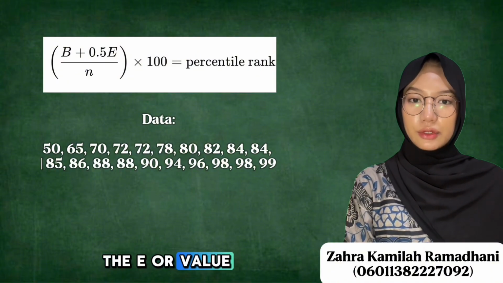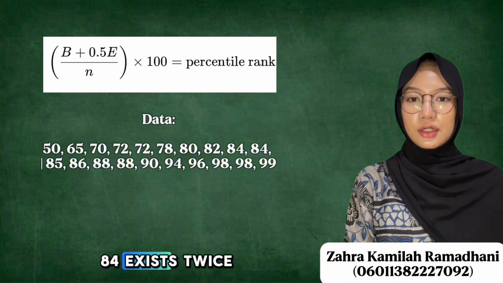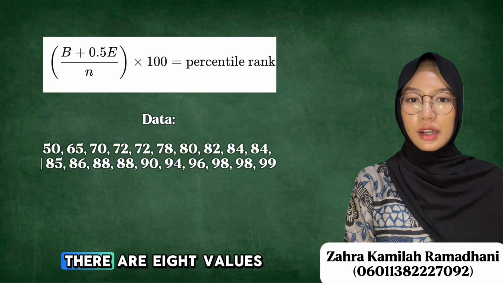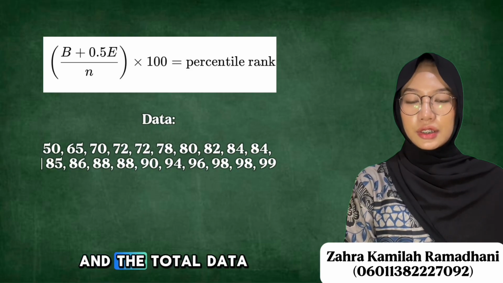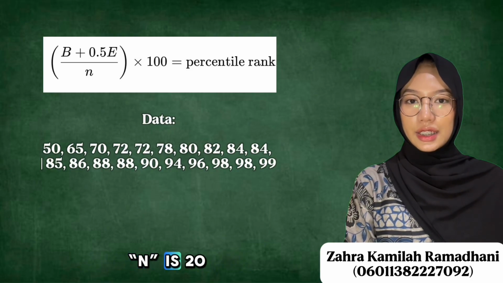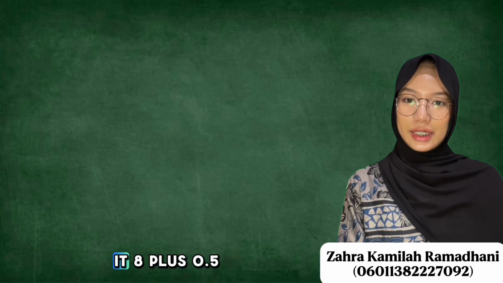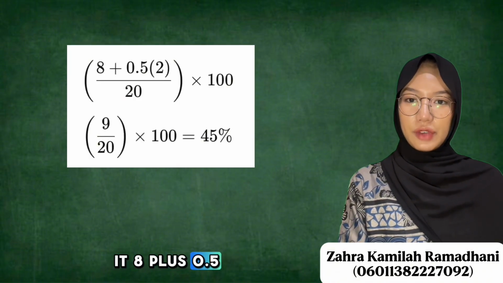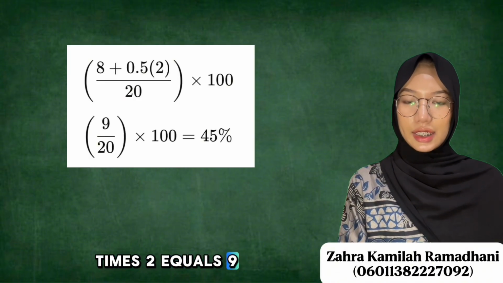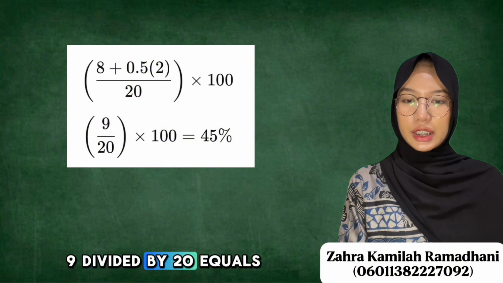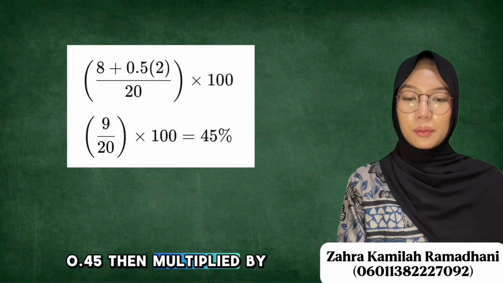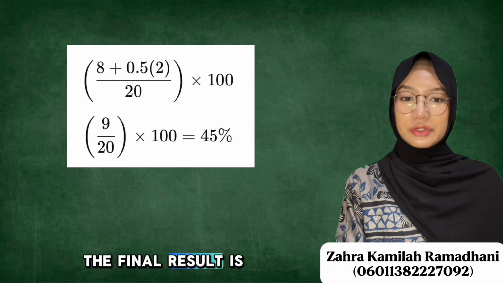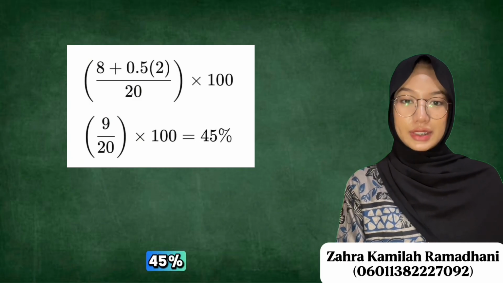The value 84 exists twice. In the data, there are 8 values below 84, and the total data N is 20. Now we will calculate it. 8 plus 0.5 times 2 equals 9. 9 divided by 20 equals 0.45, then multiplied by 100. The final result is 45%.